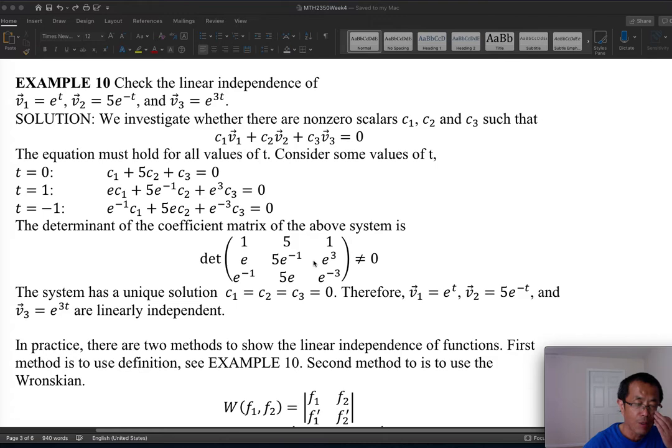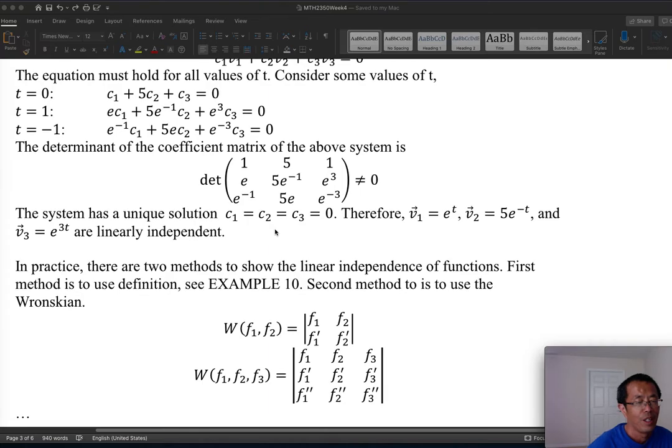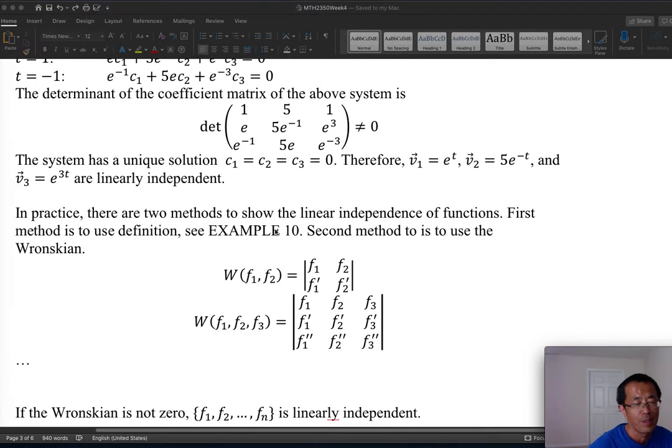But anyway, I want you to know how to check the linear independence of functions. Indeed, there are different ways. I call what I did in example 10 the definition method. Also somewhat more practically useful, to consider the linear independence of functions, you want to consider the Wronskian.